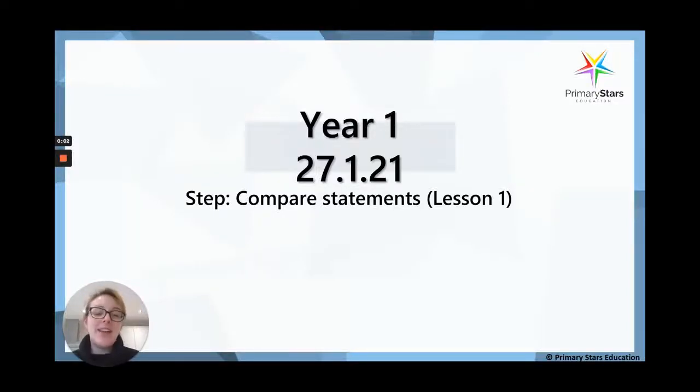Hi everyone, so this morning we are going to be looking at comparing statements. So we're going to be looking at calculations, some will be additions, some will be subtractions, and we're going to be comparing them with other numbers. And we're going to be using some of the language and some of the symbols that we have already used in our learning. So I'm going to remind you of those now.